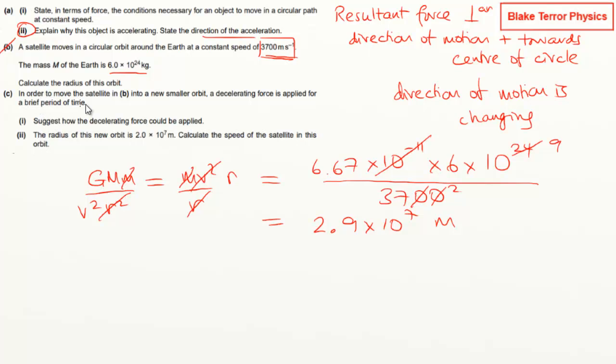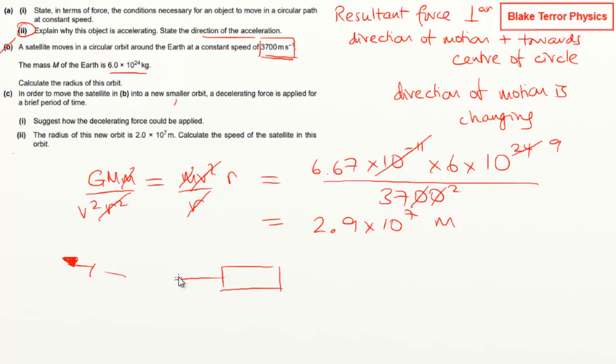In order to move the satellite in B to a new smaller orbit, reducing R, a decelerating force is applied for a brief period of time. Suggest how the decelerating force could be applied. Usually on a rocket you're firing an engine, and it's going to have to be firing out the opposite way to how it's traveling, so that the force is going to be in the opposite direction. You could just chuck anything out the front.